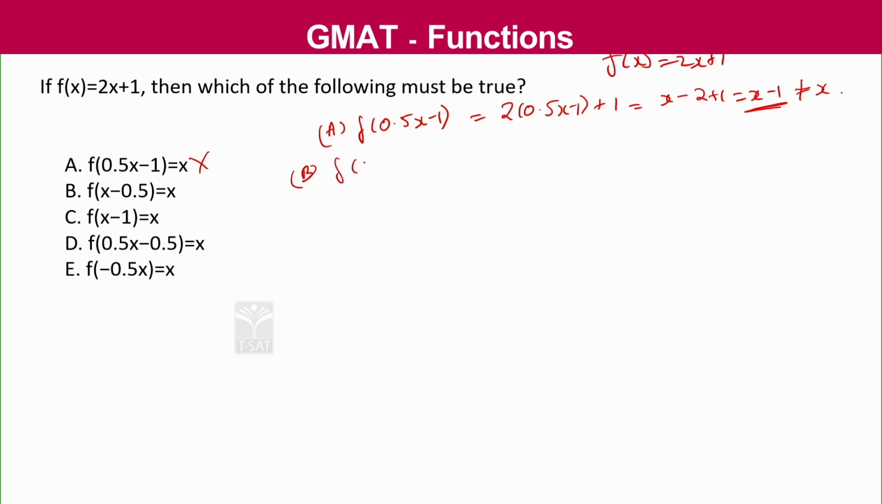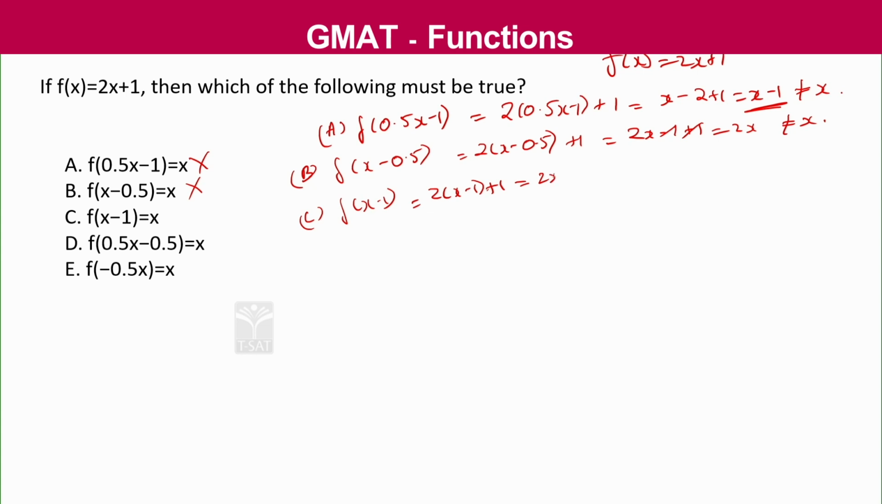Option B, f(x - 0.5). Again, this will be 2 times (x - 0.5) plus 1, which equals 2x minus 0.5 into 2 is 1, plus 1 gets cancelled and you're left with 2x. Again, this is not equal to x, so it is not satisfying. Let's cancel out option B. Let's see option C, f(x - 1), which is 2 times (x - 1) plus 1, which equals 2x minus 2 plus 1, which is 2x minus 1. Again, this is not equal to x, so this also doesn't satisfy.